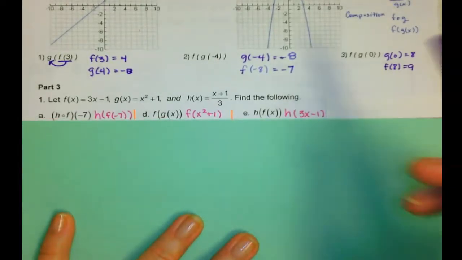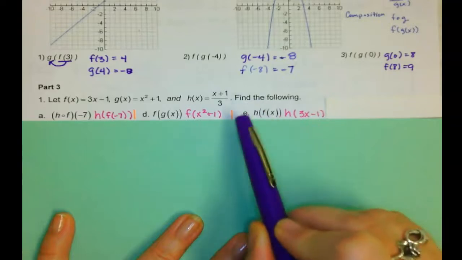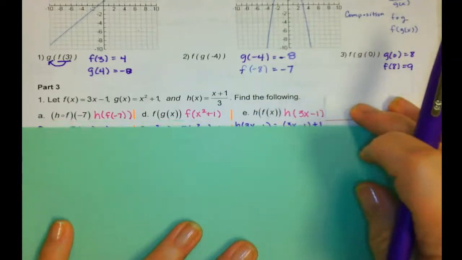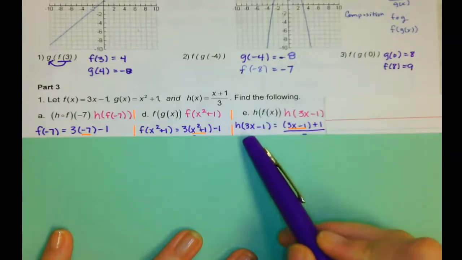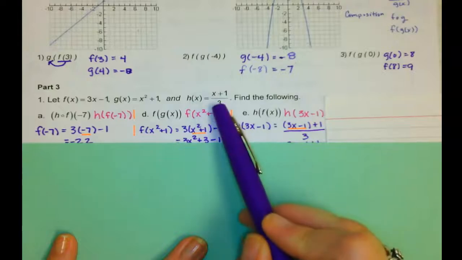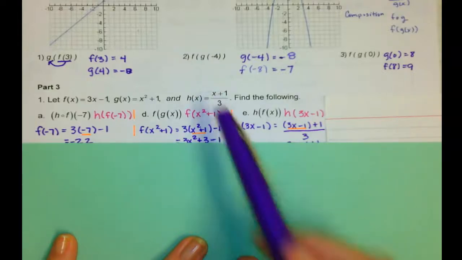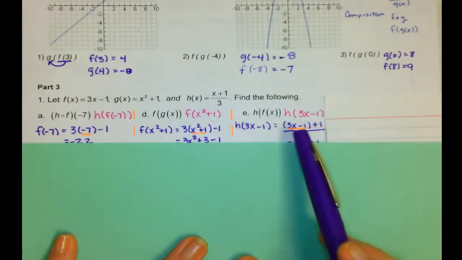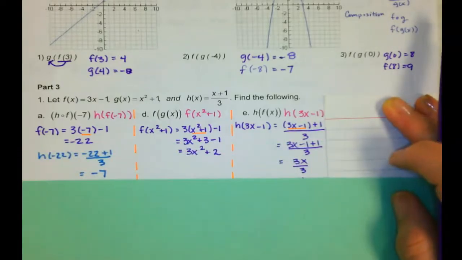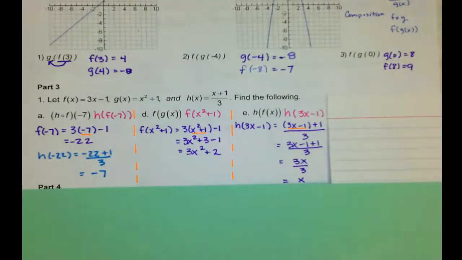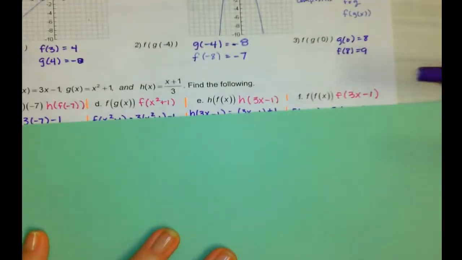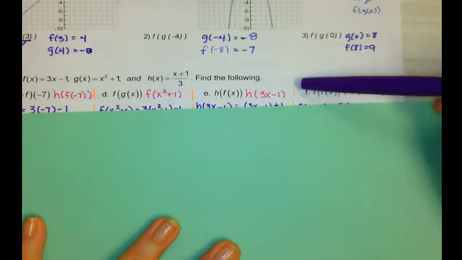Alright, so now we're going to look at this one. So I'm inserting f of x into h. So I wrote down the h and I put in what f of x was. And so then I have my statement that I started with and I plugged it in. So remember that this is a fraction. So I plug in for that x right there, 3x minus 1. So I get 3x minus 1 plus 1 gives me 3x over 3, and then that just leaves me with x.